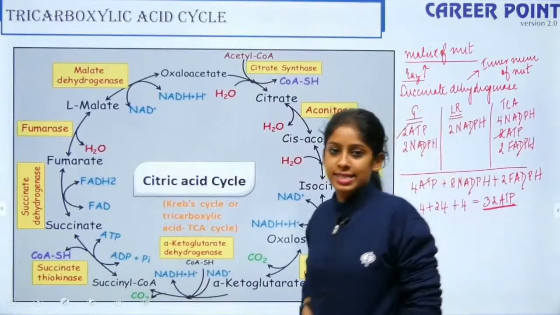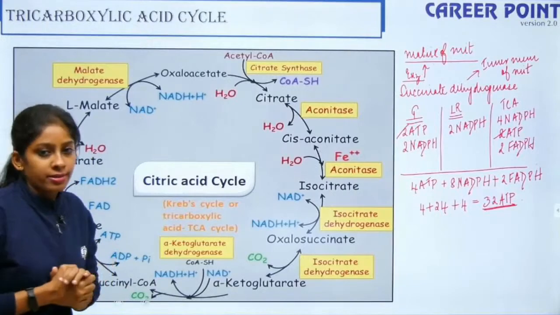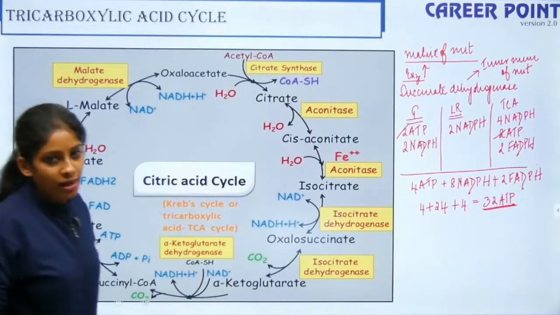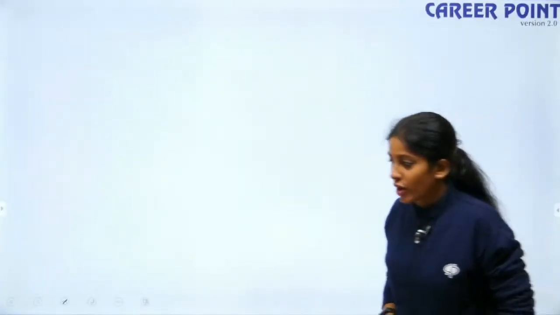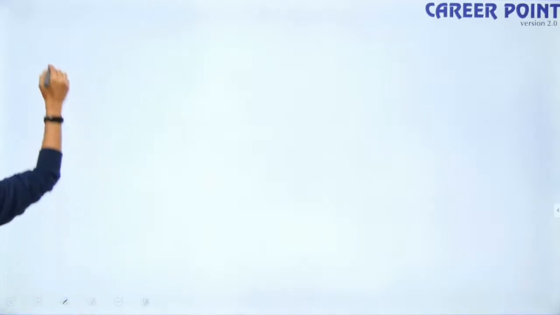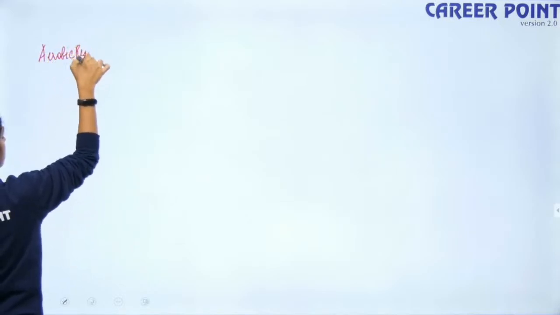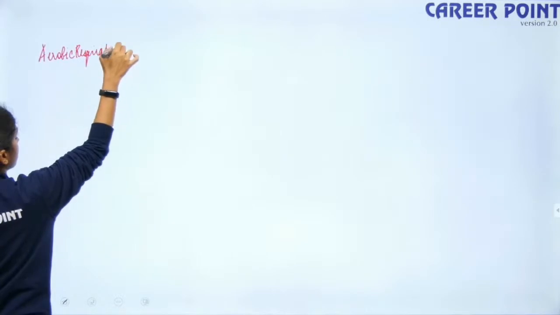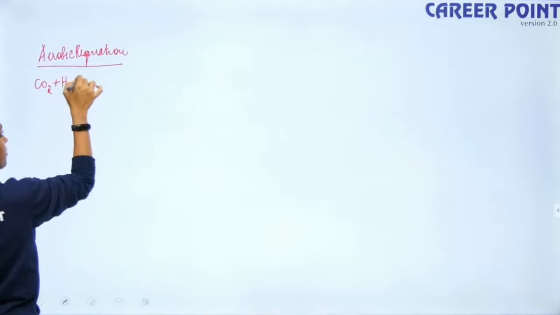Clear? Any doubt? So, is this clear to everyone? Okay. So, the last part of your aerobic respiration is the ETS, right? So, finally, you should have ATP molecules produced and your oxygen being utilized. So, the end product of aerobic respiration should be carbon dioxide plus water plus energy.